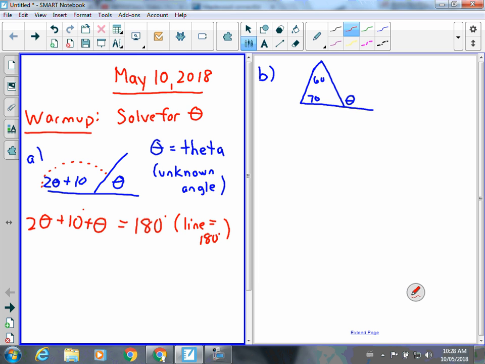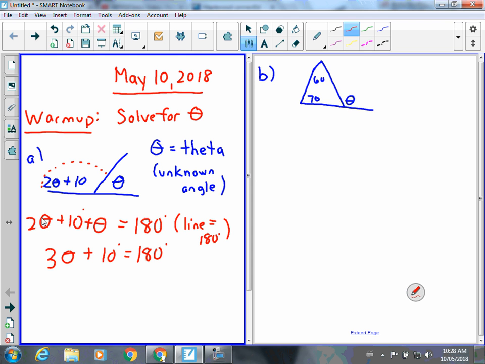Can someone else tell me if I have 2 thetas and I add another theta to it, what do I get, please? It's 2 theta plus 1 theta. Yeah, Aiden, go ahead. 3 thetas. It's just like 2 bananas plus 1 banana is 3 bananas, or 2x plus x equals 3x. So pretend that's 3x plus 10 equals 180.